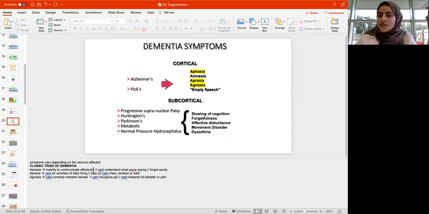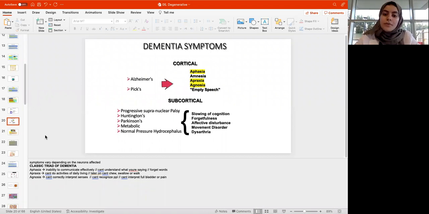If you remember, I said in MCI, they don't have problems with activities of daily living. But in dementia, they do, because it's more severe. Okay, so they can't walk, they can't dress properly, they can't go to the bathroom, etc. Then agnosia, where they incorrectly interpret their senses. So that means they can't recognize the people around them. They don't recognize when they need to urinate. So they don't understand when they have a full bladder or when they have pain. They can't interpret it that well.